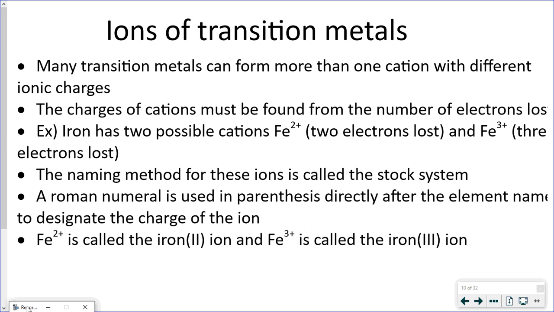The naming method that most people are going to use for these is the stock system. This is going to have a Roman numeral in parentheses right after the element name for the metal to designate the charge of that metal. So the Fe plus 2 is going to be iron 2 ion, so it has the Roman numeral 2. And Fe plus 3 is going to be iron 3.